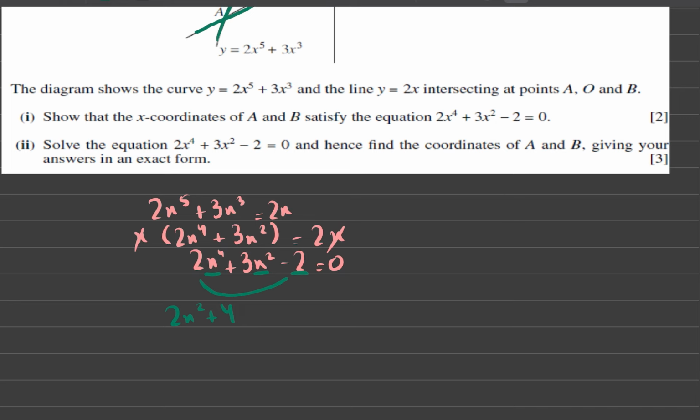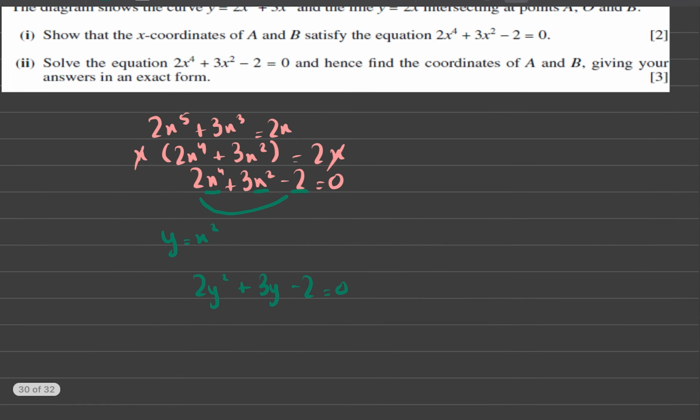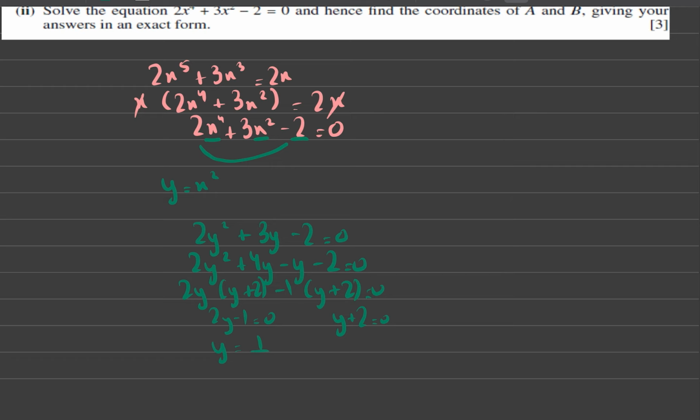Plus 4x, etc. Let's substitute y in place of x square. So it's going to become 2y square plus 3y minus 2. Let's use 4 and 1. 2y square plus 4y minus y minus 2. Take 2y common, y plus 2. Take minus 1 common, y plus 2. Now, 2y minus 1 is equal to 0, y plus 2 is equal to 0. So y will be 1 upon 2 and here y will be minus 2.